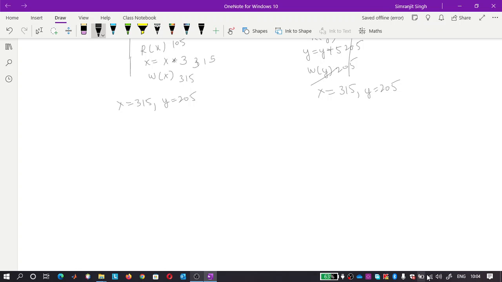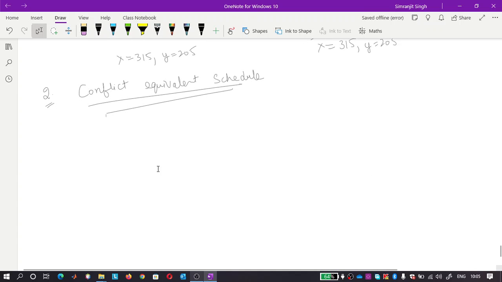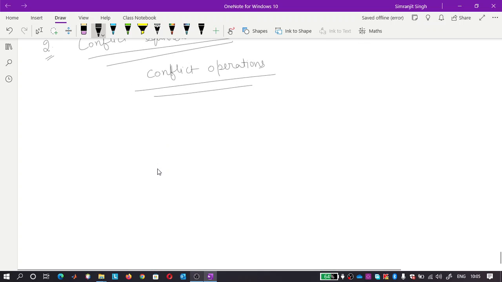Okay, so now moving forward with conflict equivalent schedules. So this is one of the most important points here. Before moving on to the conflict, we have to remember some of the conflict operations that we have seen in previous videos. We have already seen problems, that is read write conflict. So what are the conflict operations that can occur here? So we have to see. If there is a conflict operation, we have to mark it and then we have to check. Okay, so what is a conflict operation?